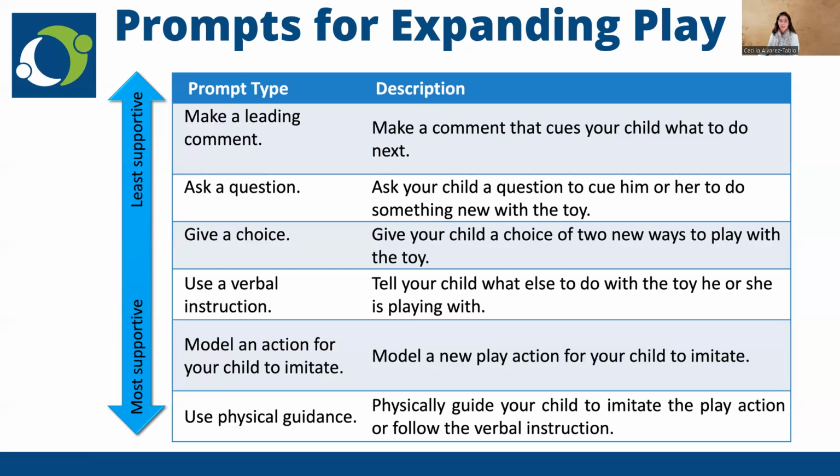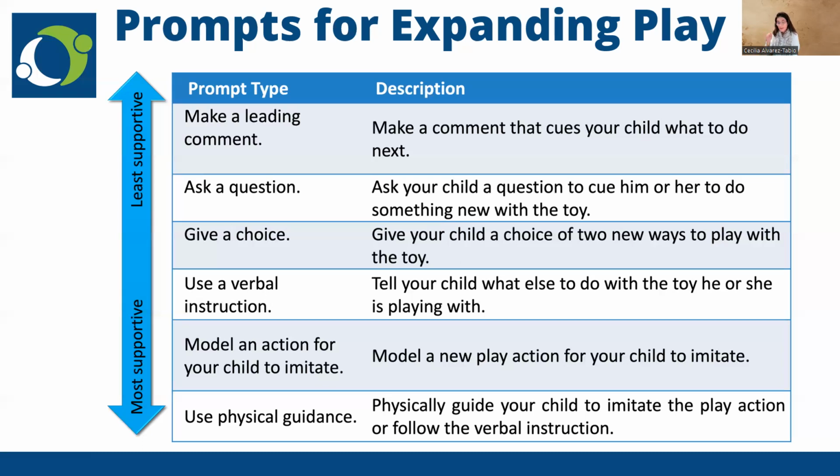If your child has difficulty responding to a leading comment, then you can use a slightly more supportive prompt by asking your child a question to cue him or her to do something new with a toy. For example, "What should Elmo do now?" or "Where should the train go next?" Your child can respond by doing the play action or by telling you.